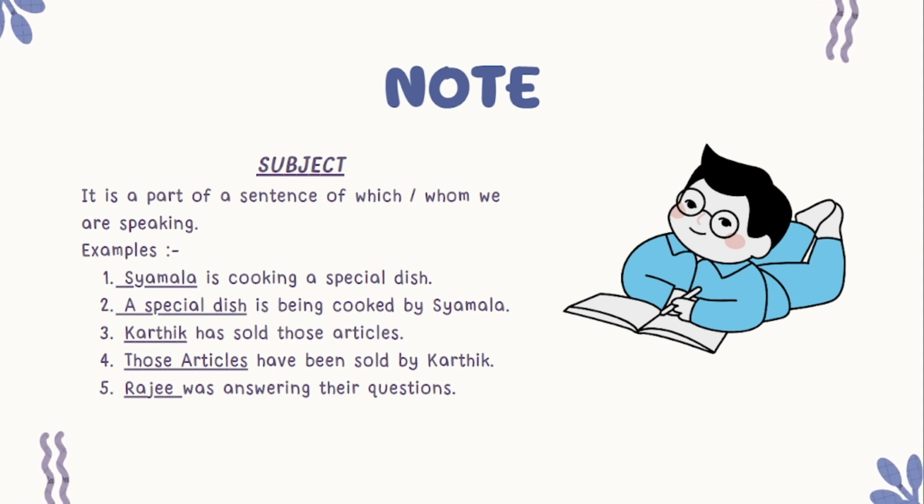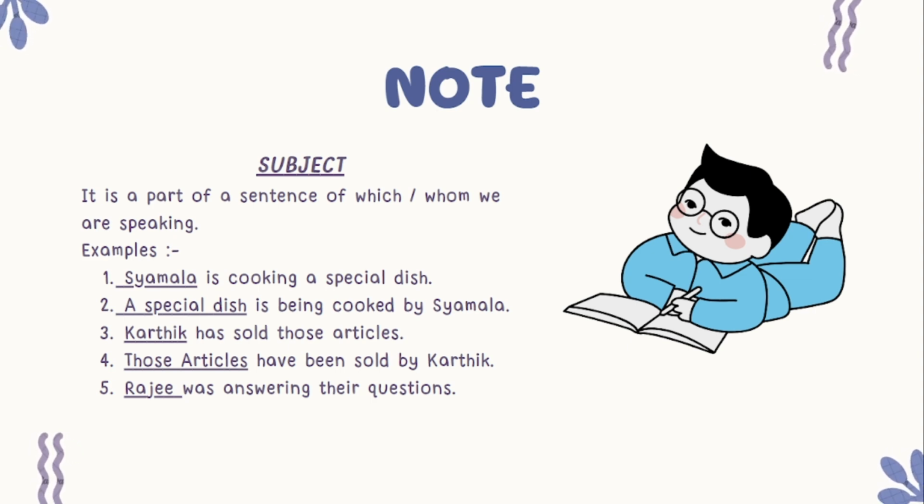Second point. And third point is Kartik is given priority. That is why it is written at the beginning of the sentence. So based on these 3 points, Kartik is considered as subject. Then you may get a doubt. Why don't we think those articles is subject?